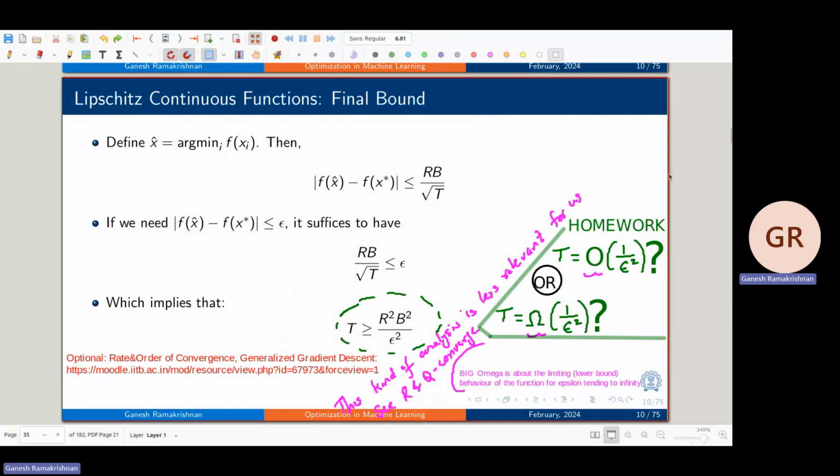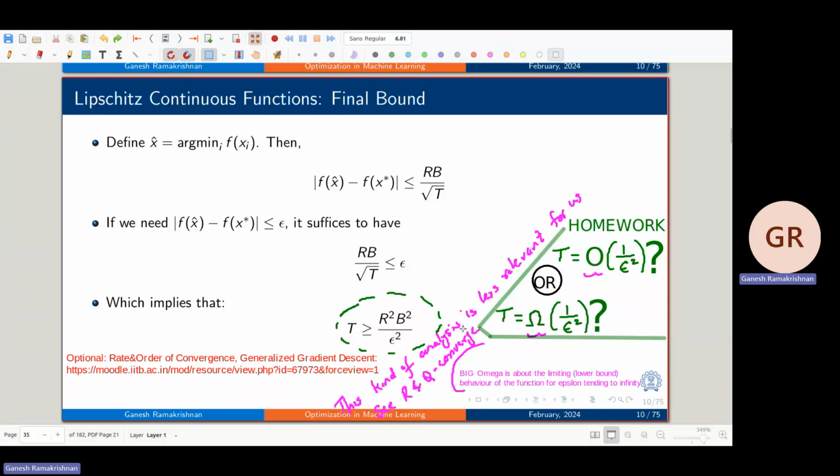Big O or omega? Is it big O or omega? Omega 1 upon epsilon square? So big omega is about limiting the lower bound. Here the function for epsilon tending to infinity. Right?